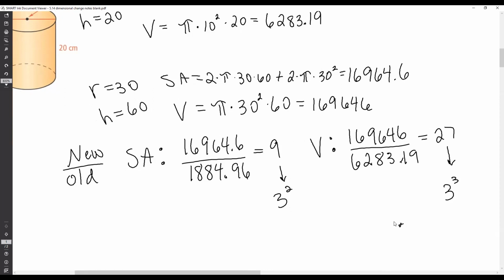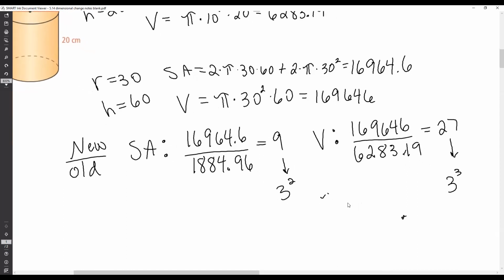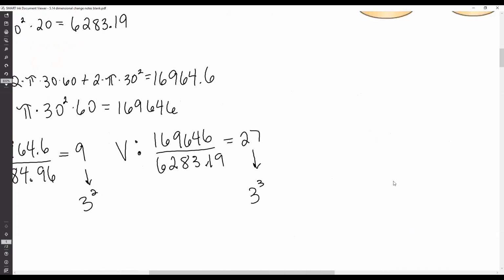So that's why area changes with the square of the scale factor and volume is changing with the cube of that scale factor. So you can see, it's not just times 3 whenever you're changing the dimensions. Your area and your volume are affected much differently. So now we're going to go on to our next slide.